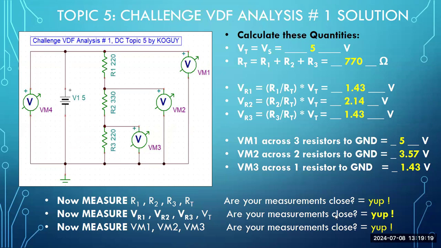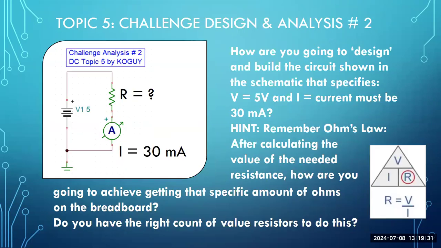So if we take a look at the next task, this is again from topic number 5. Suppose you need to design. You are the designer now. You need to predict ahead of time what you think is going to happen. This schematic specifies that the source is 5 volts. You want a 30 milliamp current to flow. You need to determine what value of resistance you need to put in here in order to flow 30 milliamps, because the design specs require 30 milliamps of flow with a 5-volt source.